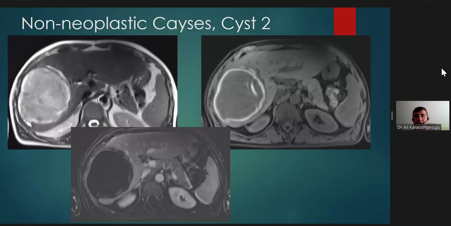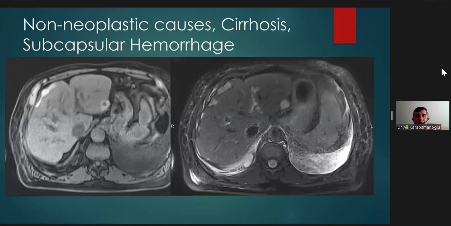The patient was insistent on being operated, so underwent surgery. Pathology confirmed no tumor. This was just a biliary cyst which bled spontaneously. So again, cirrhosis may be counted as among the non-neoplastic causes of spontaneous hemorrhages.